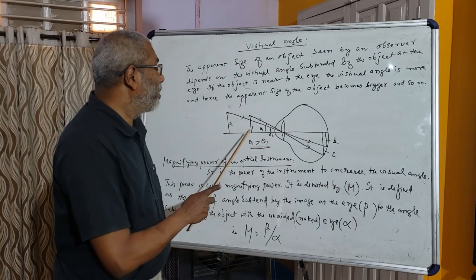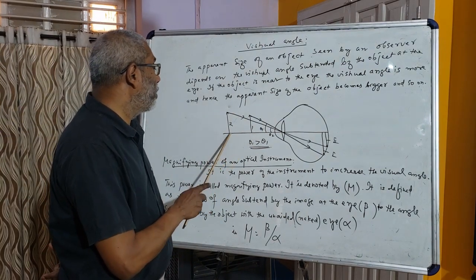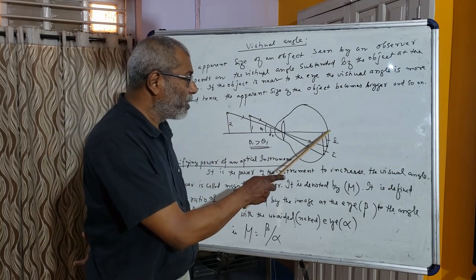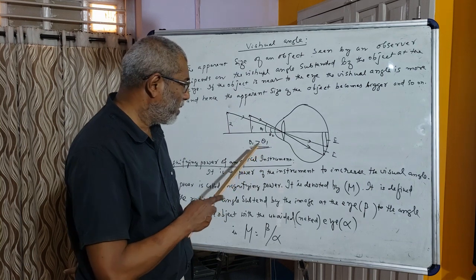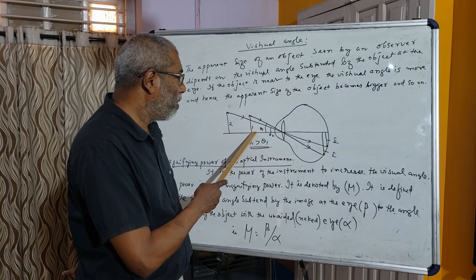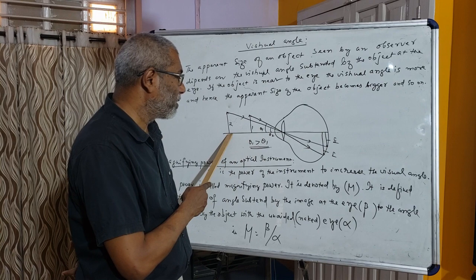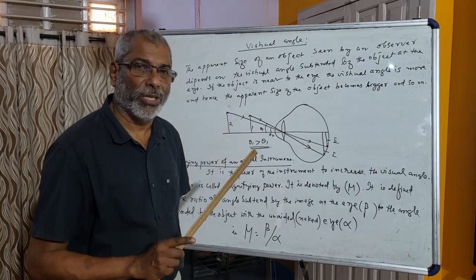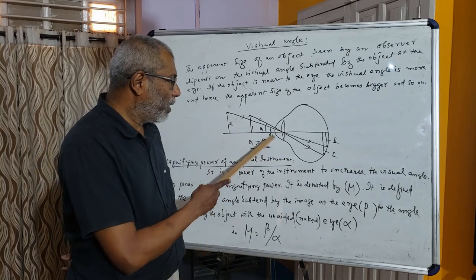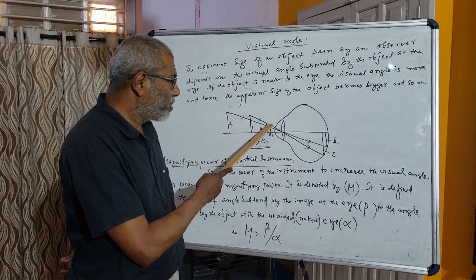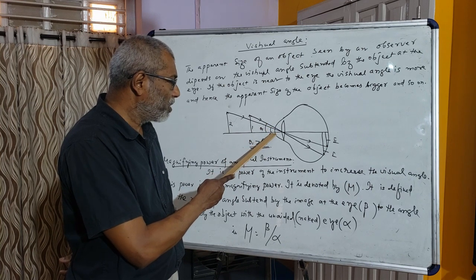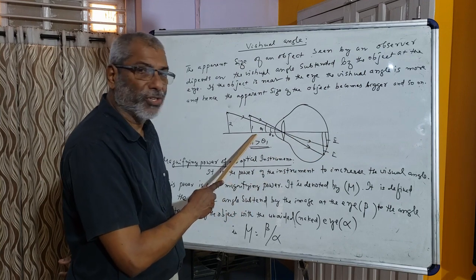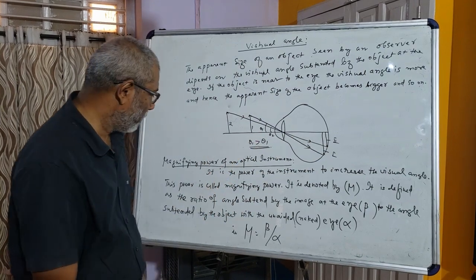When the same object of the same size is taken to the other position, the image formed is smaller in size. Why smaller? Because now the distance of the object from the eye increases. Hence, the visual angle subtended by that object at that position decreases. You can see here, this angle is theta 1 and this angle is theta 2. Theta 1 is greater than theta 2. Hence, the image formed in the first position of the object is greater than the other.